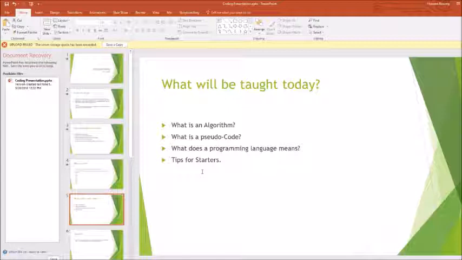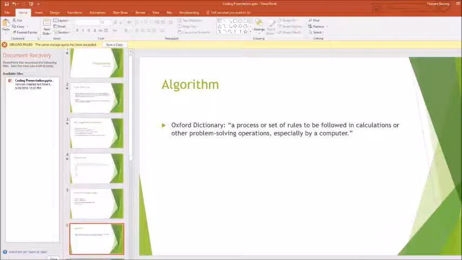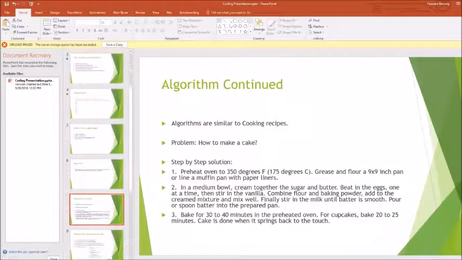This is the objectives. So let's start with algorithm. This is the Oxford definition. If it's probably too complicated, just think of it as basically a problem, and you need to find a step-by-step solution to that problem. That solution is going to be the algorithm. You can think of it as the cooking recipe.